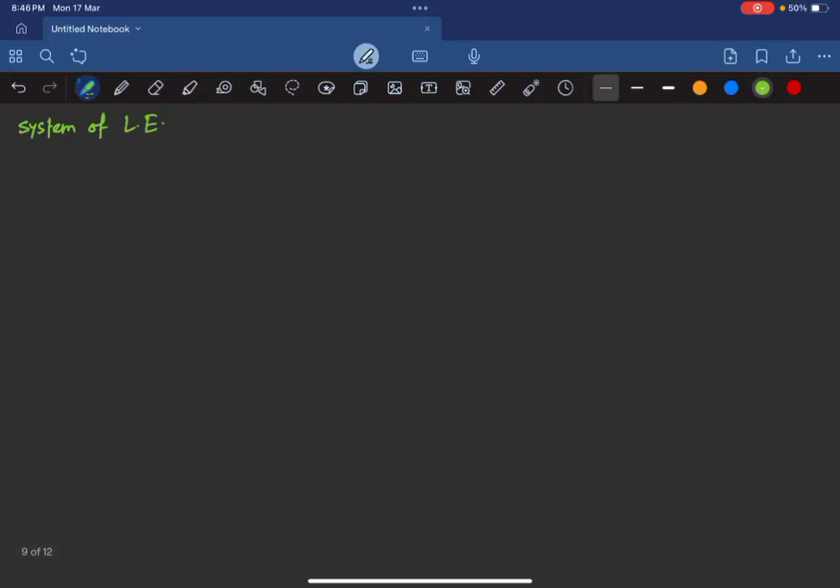Recall what a linear equation is. For that, suppose ax + by = c. If I write this, it is the equation of a straight line, as you already know. Or if I write ax + by + cz = d, then it is also well known to you that this is the equation of a plane.